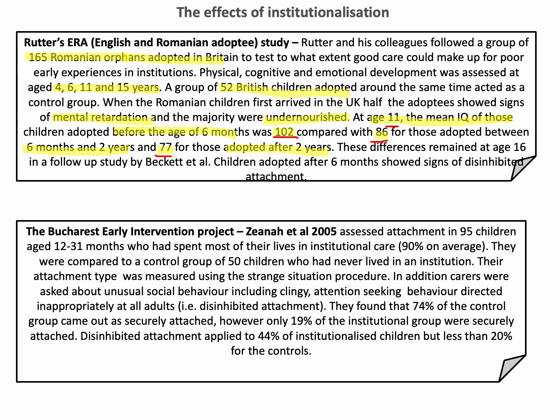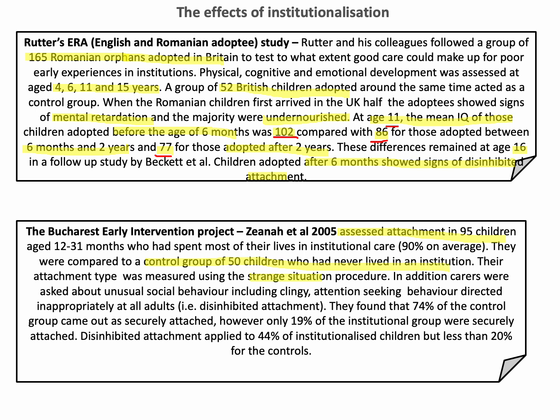Okay. Importantly, these findings were also found in a follow-up study of the children at age 16. And then we have the second effect, but we will look at this in more detail in the Bucharest Early Intervention Project, where children adopted after 6 months had a disinhibited attachment style. This study assessed attachment in 95 children, and they used the strange situation compared to a control group of 50 children who had never lived in an institution.